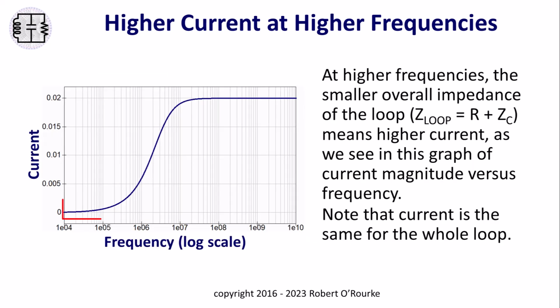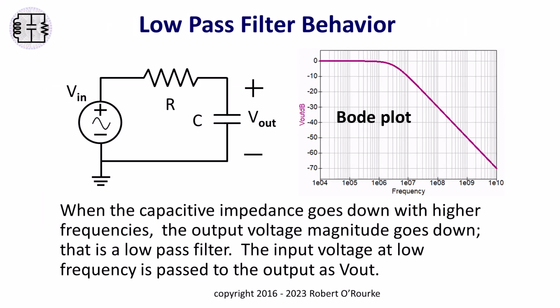At low frequencies, less current flowing through the entire loop means less voltage dropped across the resistor and therefore more voltage dropped across the capacitor. We don't have to say which current because the current is the same for the whole loop. At low enough frequencies, there is little or no current and essentially all of the input voltage Vin appears at the output as Vout.